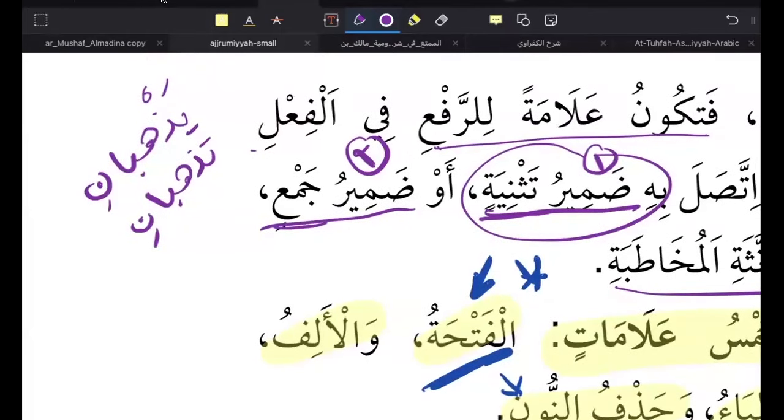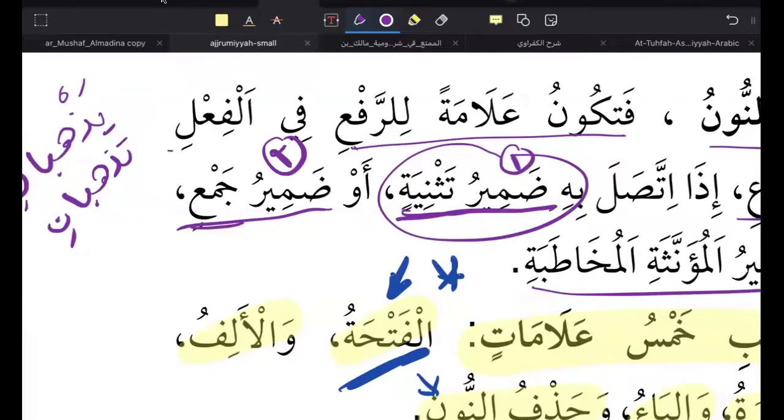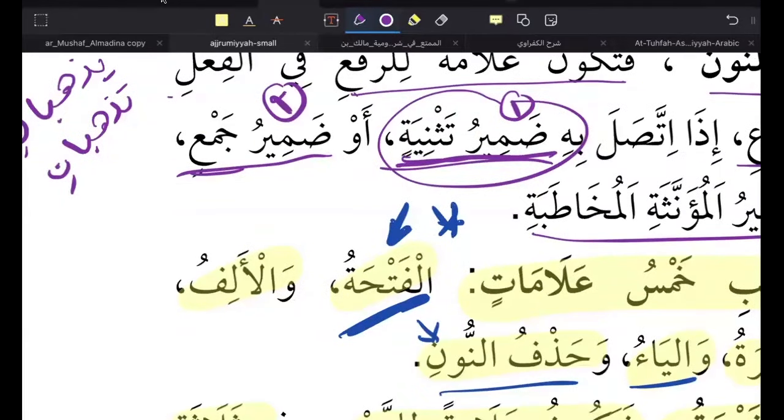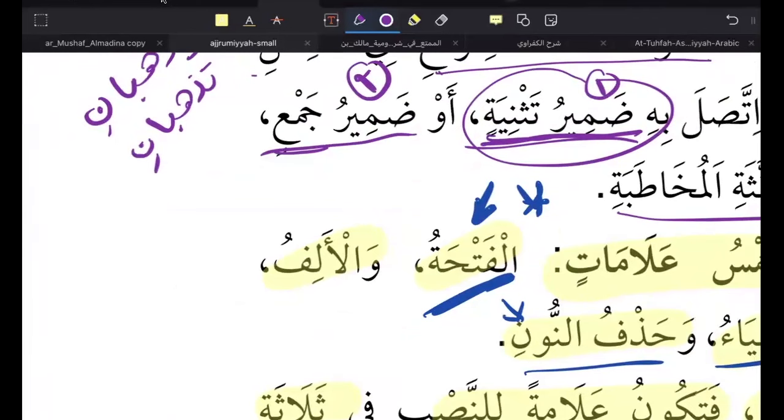So, yadhabani, it means they go. Tadhabani means you go. Right? So, this is a dhamir tathniya. So, what about dhamir jam? Dhamir jam would be yadhabuna, okay, and also tadhabuna. And again, as you can see, in nouns, we add waw and noon to make something plural, muslimun, muslimuna. In the verbs, we do the same thing. So you have similarities with the nouns.